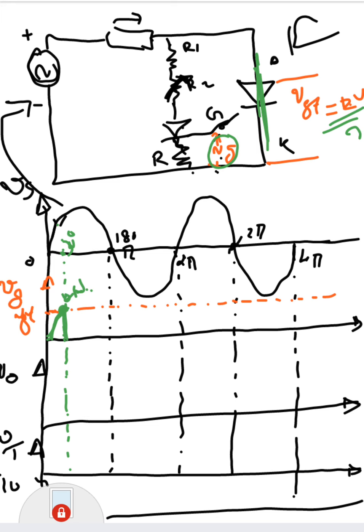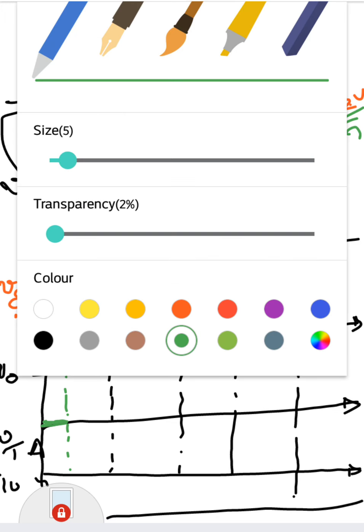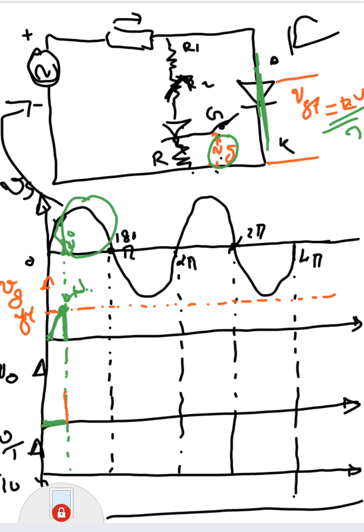So before this 30 degree, what is the status? SCR was not turned on, so output voltage was equal to 0 before turn on. Now once the SCR is turned on, what is the output voltage? Input voltage. So what is the input voltage after 30 degree? That you have to copy from here and paste. So this is the input voltage after 30. You have to copy this and draw this. Before that, it is equal to 0.